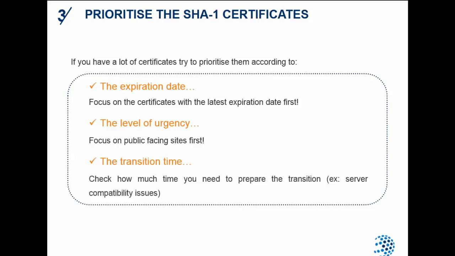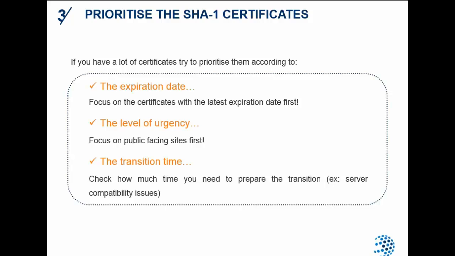So if you have a lot of certificates, try to prioritize them according to the expiration date. So focus on the certificates with the latest expiration date first. Certificates which expire after the 1st of January 2017, try and get them reissued, renewed, etc. in SHA-2 as soon as possible, and then work your way down that list.